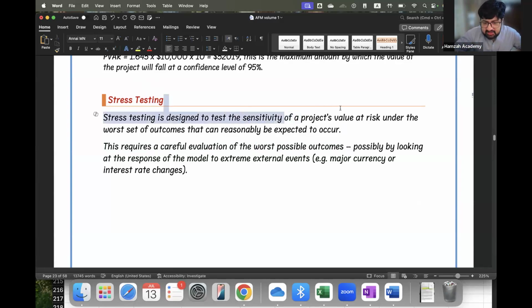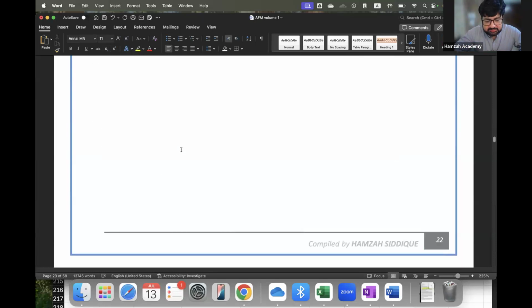It is designed to test the sensitivity of the project's value at risk under the worst set of outcomes that can reasonably be expected to occur. Reasonably. For example, the worst political instability, worst inflation, what will be the impact on the project?